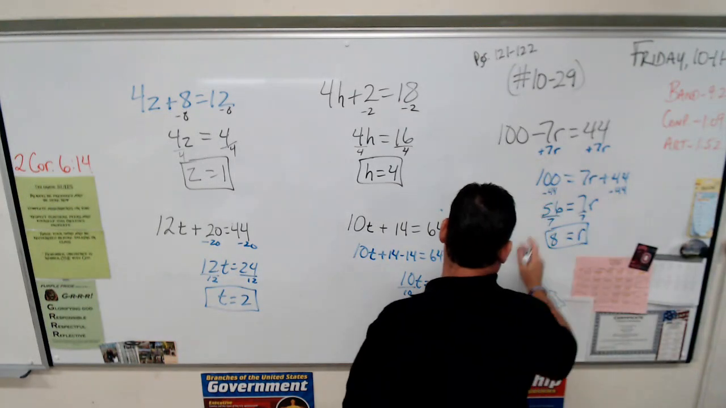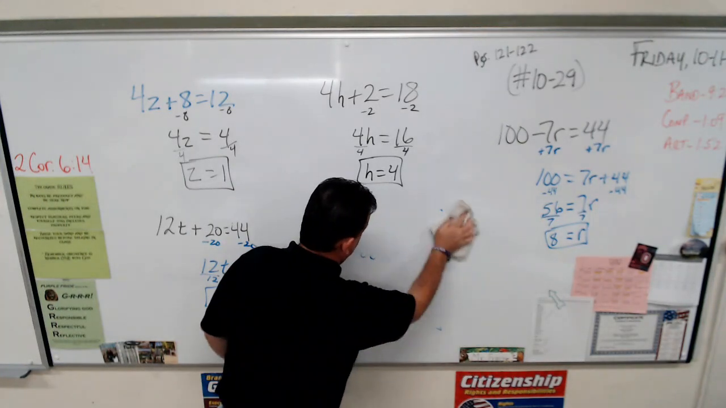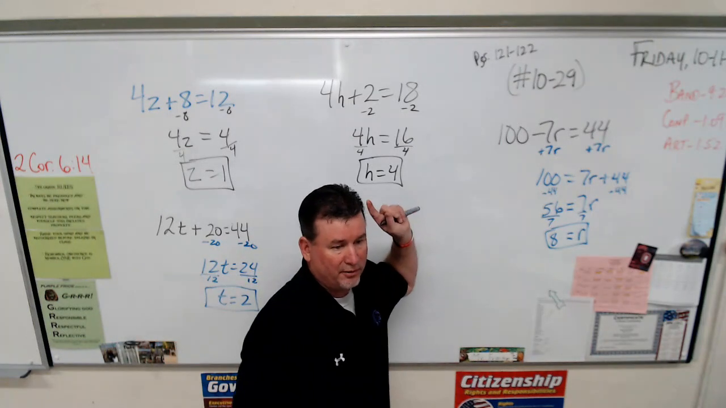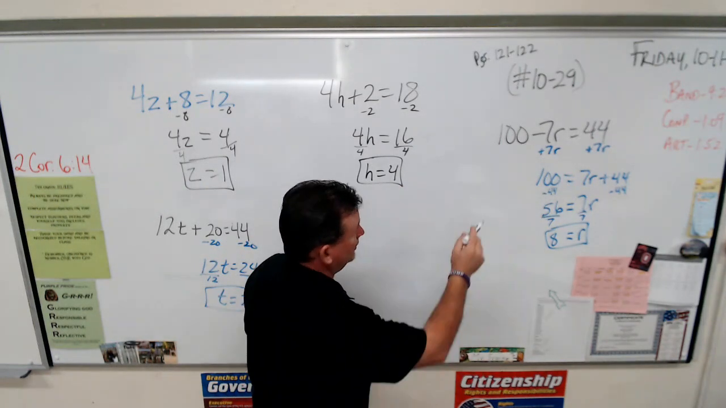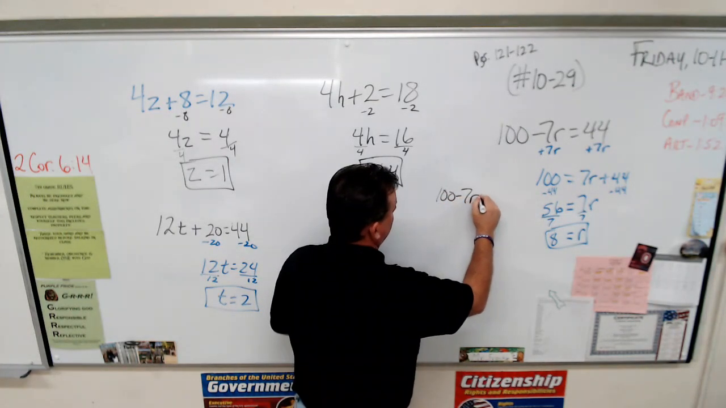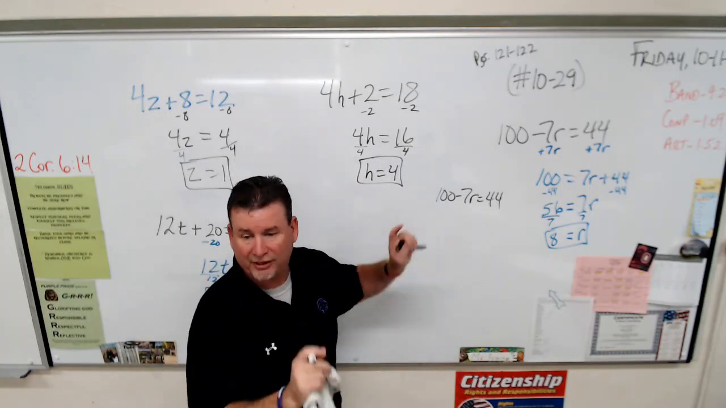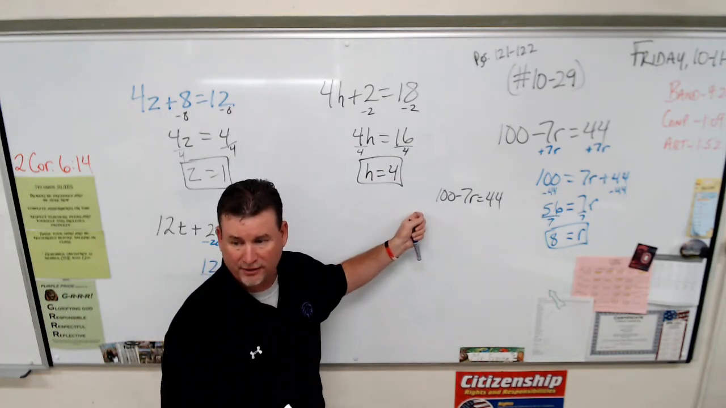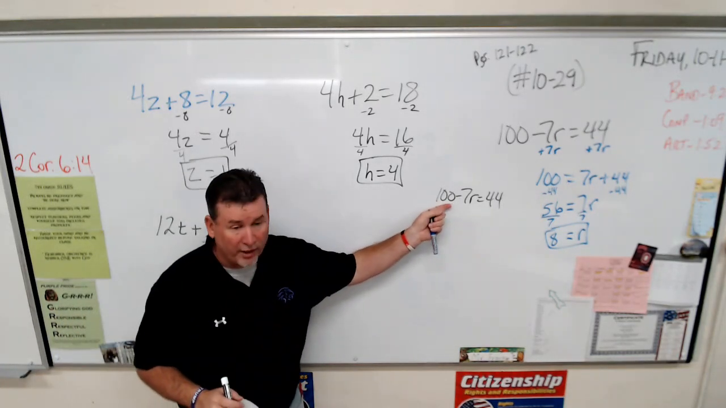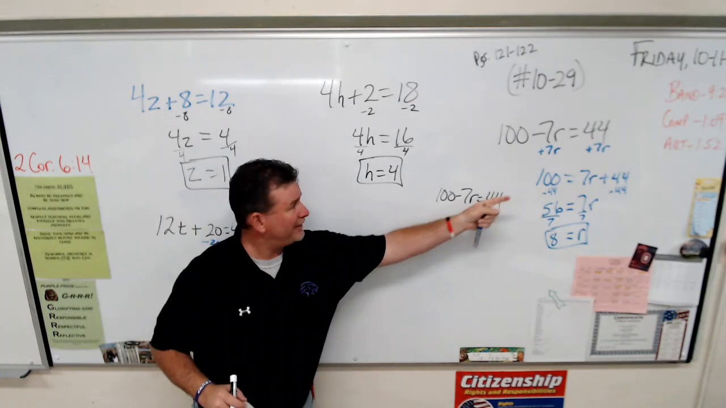If I didn't want to do it this way, is it okay if I erase this one? Yeah, sure. Remember, there's 2 ways to do this one. If I didn't want to mess with moving the 7r, same problem, I'll just rewrite it. What would I have to do on this side? To get the r term by itself, I'd have to subtract. Right now I've got 100 minus 7r equals 44.